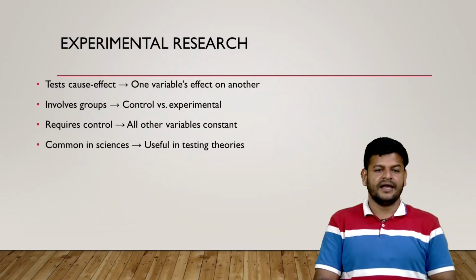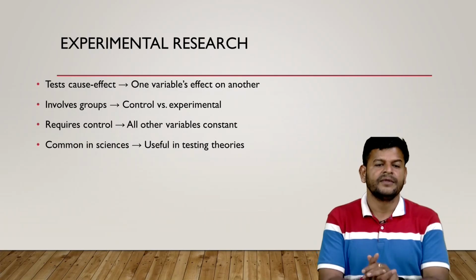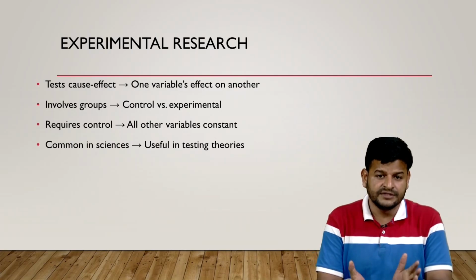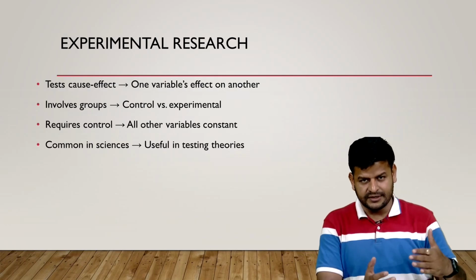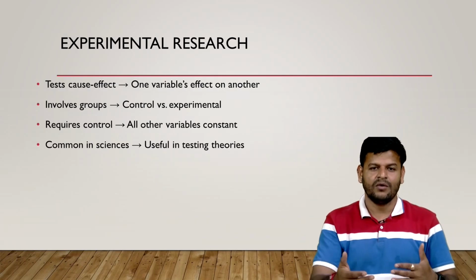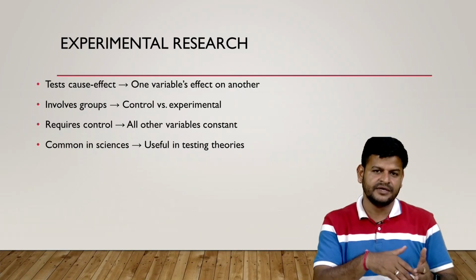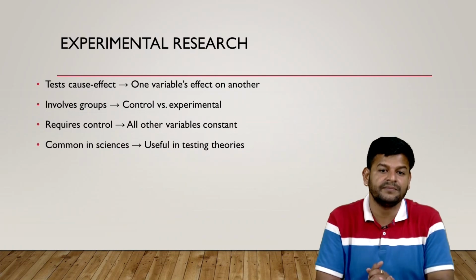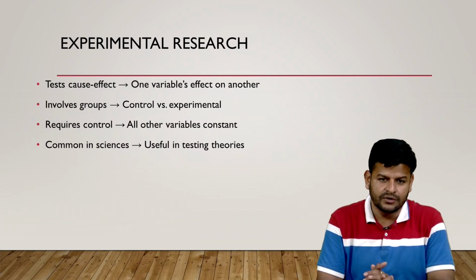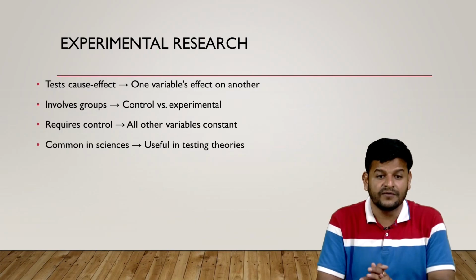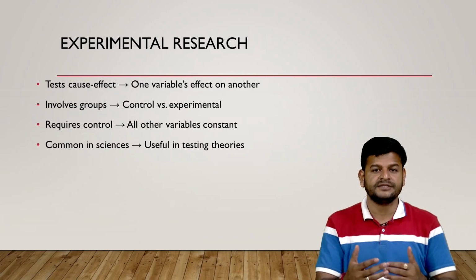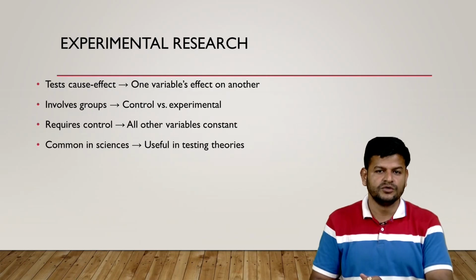All right. Then next is experimental learning, which tests cause and effect, one variable's effect on another. If this happens, then that would happen automatically. So, one thing automatically depends on another, and that is experimental research, which involves groups, control versus experimental, requires control over variables, which automatically become constant, and is common in science, useful in testing different theories. So, generally in pure science, experimental research is useful.